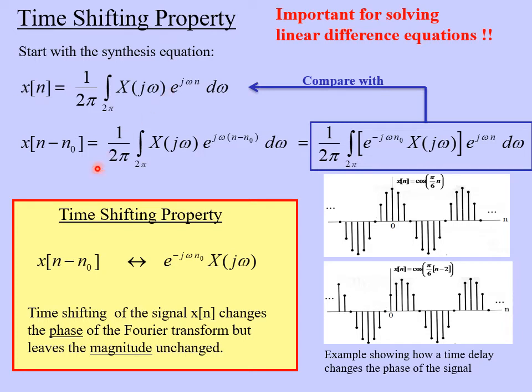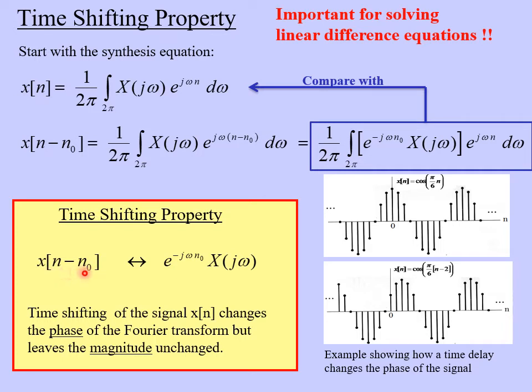And what we get is a proof that if we have a signal that's delayed in time by n naught, then the transform of the signal is the same, X of j omega, but it's multiplied by this phase term out in front, e to the minus j omega n naught. And remember, n naught here is an integer, a number, that represents the amount of delay here.